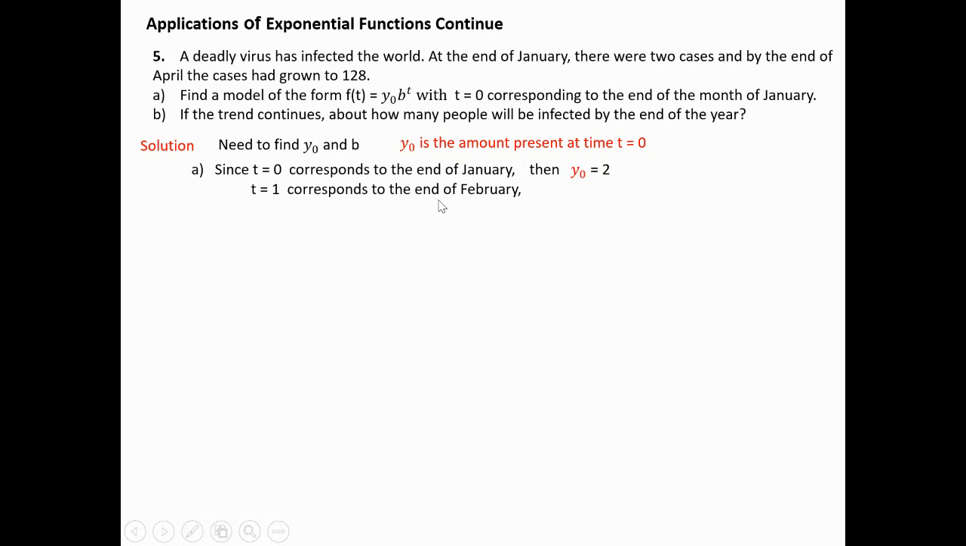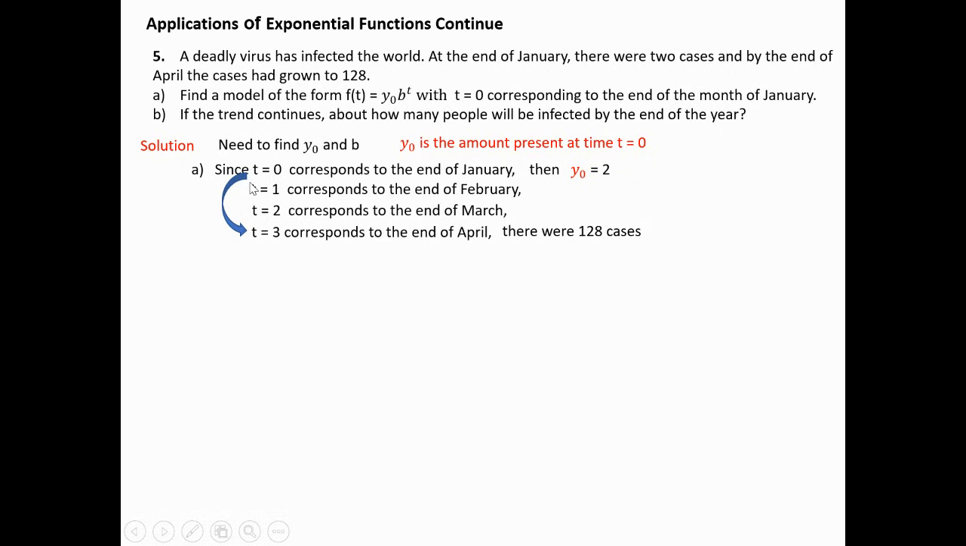When t equals 1, that corresponds to the end of February, because if it started at the end of January, one month later would be the end of February. And t equals 2 corresponds to the end of March, and t equals 3 corresponds to the end of April, because it says there were 2 cases by the end of January and the cases had grown to 128 by the end of April. So in April, there were 128. Let's use that information to find the model.